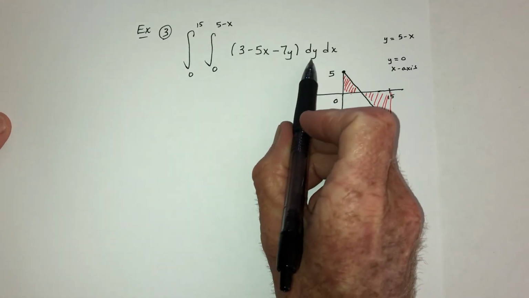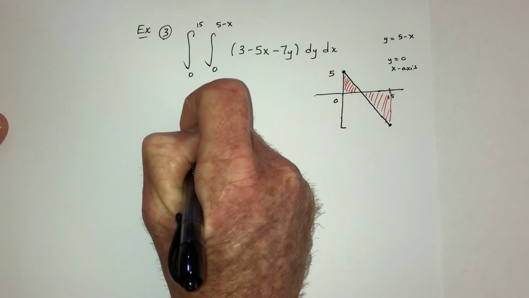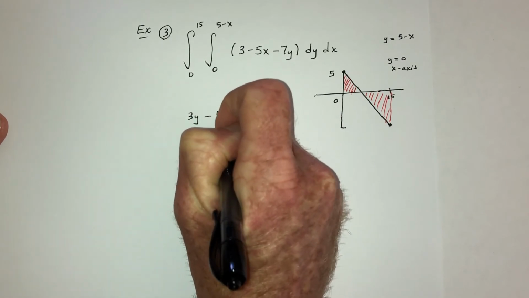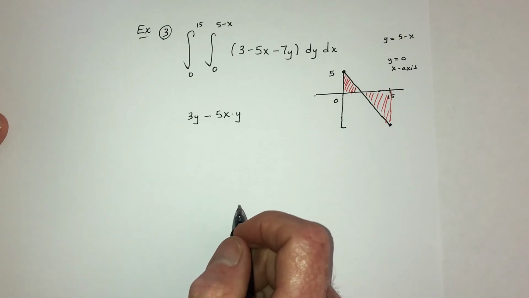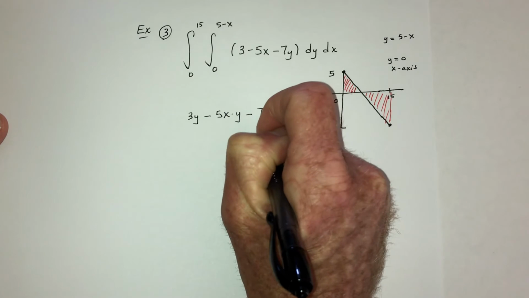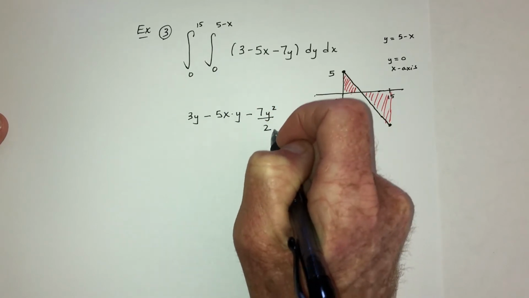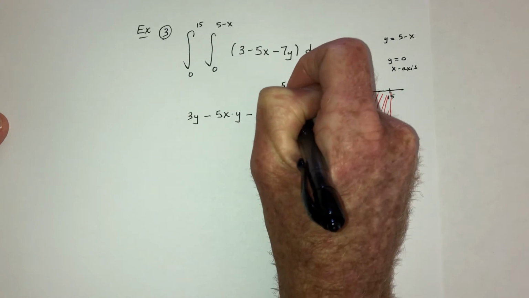Now actually integrate. So integrating with respect to y means this is going to become 3y. The 5x is held constant, so the antiderivative would be 5x times y, and then minus 7y squared over 2. And then that gets evaluated from 0 to 5 minus x.